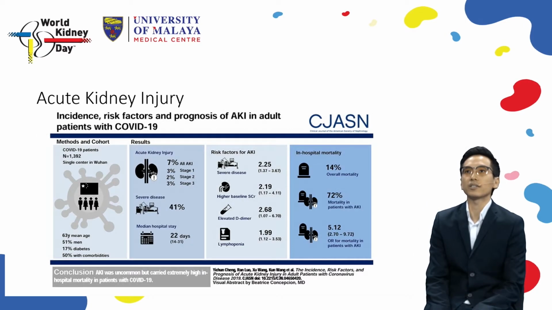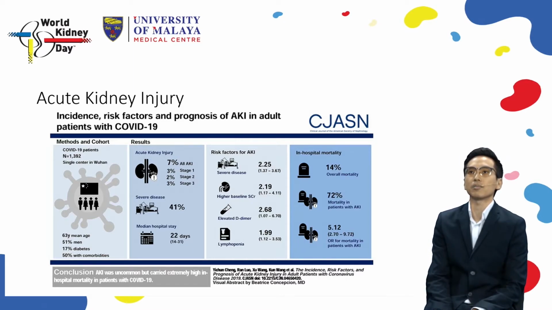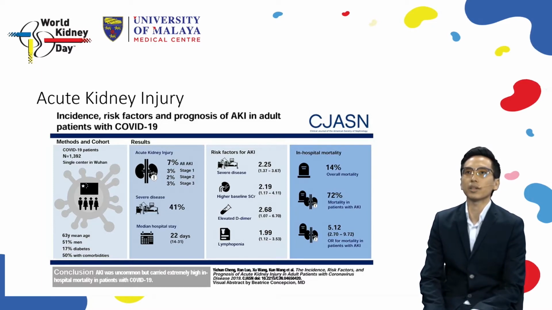So let us look at the incidence of acute kidney injury in COVID-19. In this study involving approximately 1,400 COVID-19 patients in a single center in Wuhan, the overall incidence of acute kidney injury was around 7%. However, in those with severe disease, the incidence was as high as 41%. This study also showed that those with acute kidney injury had 5 times higher risk of mortality. The authors concluded that although acute kidney injury was not common, it carried an extremely high inpatient mortality rate.